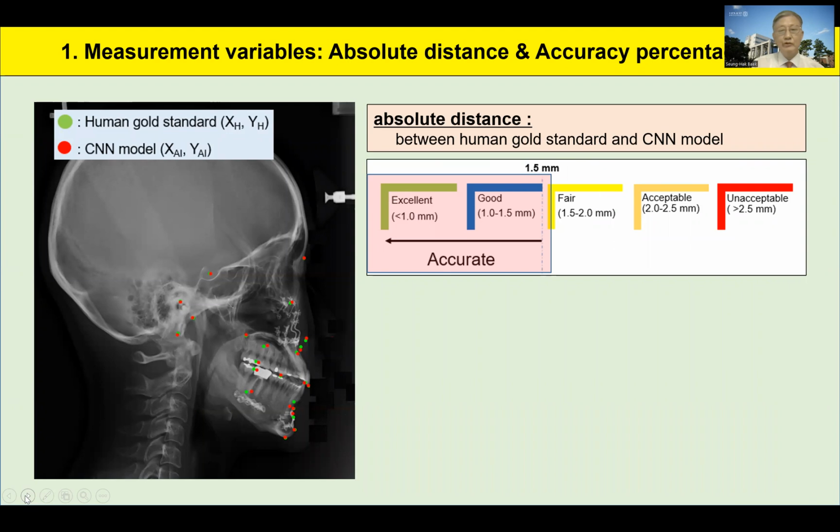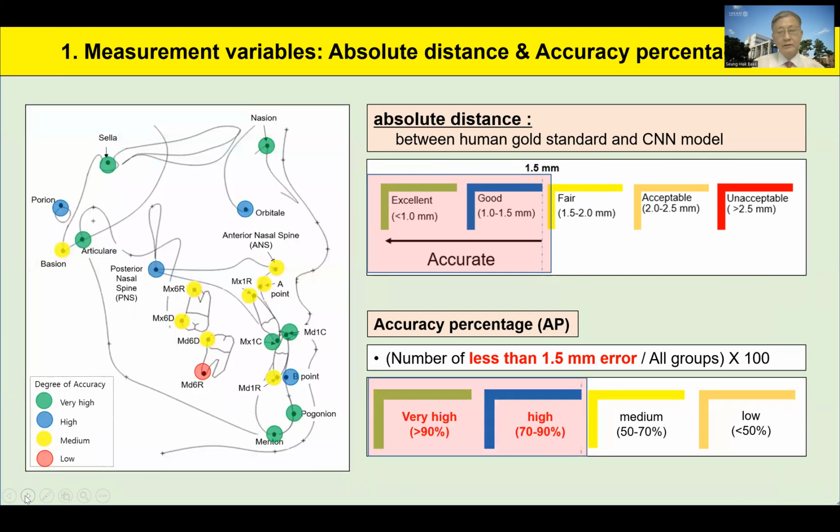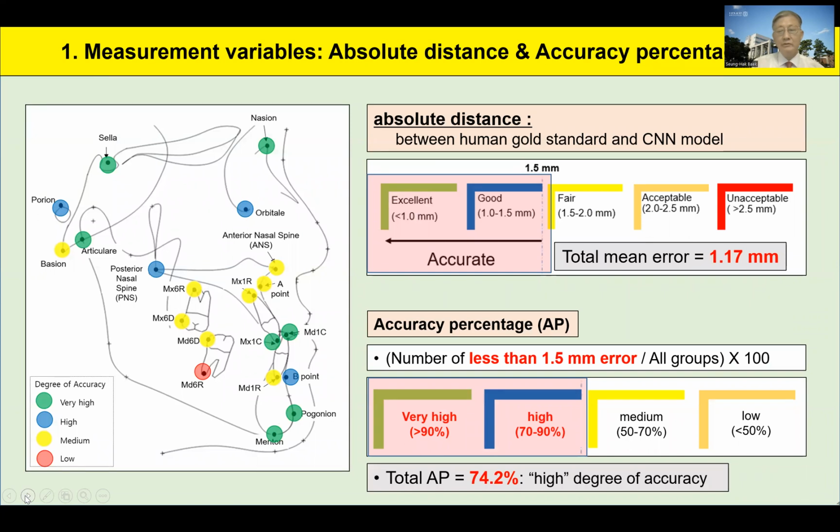The absolute distance between the human gold standard and the CNN model was measured, and an error value less than 1.5 millimeters was considered accurate. And then the accuracy percentage was calculated using a formula. In this study, the total mean error value was 1.17 millimeters, and 74.2% accuracy percentage was obtained, which indicates a high degree of accuracy.